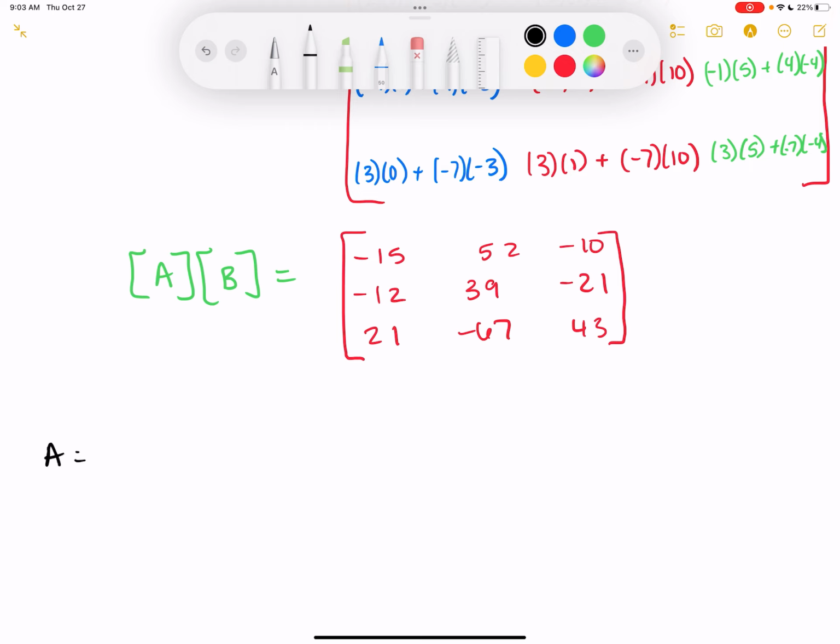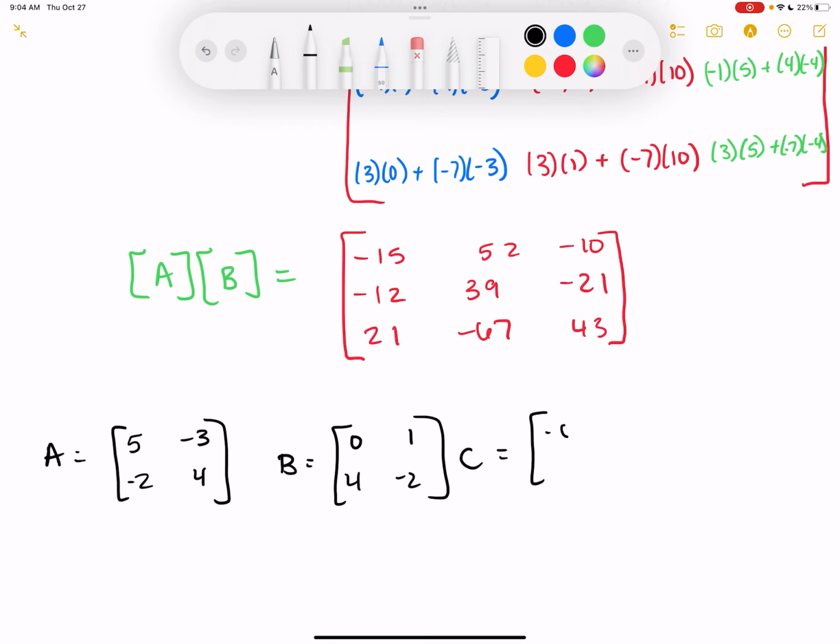Matrix A is the matrix 5, -3, -2, 4. Matrix B is 0, 1, 4, -2. And C is -6, 3, 4, and 1. So those are the only ones that we're going to use. There is a D and an E that you'll have in the homework.